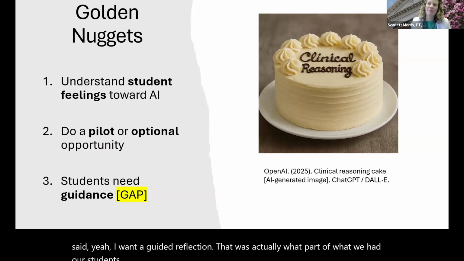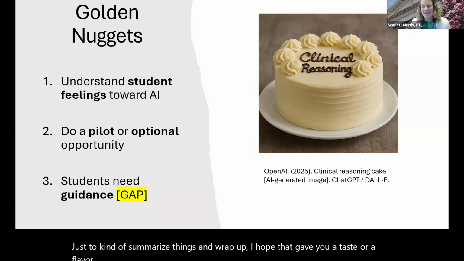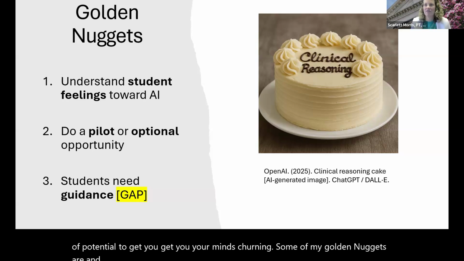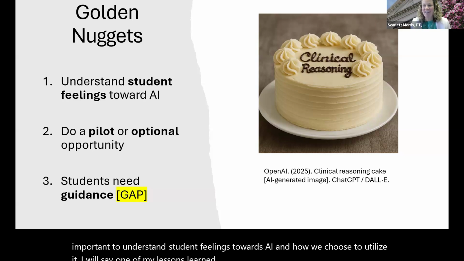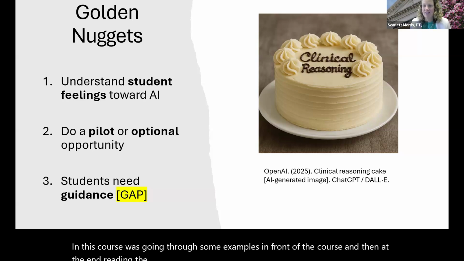So just to summarize things and wrap up, I hope that gave you a taste or a flavor for what is possible. I think some low-hanging fruit and then some potential to get your minds churning. Some of my golden nuggets are things that I didn't really have time to go into, but I think it's super important to understand student feelings towards AI and how we choose to utilize it. I will say one of my lessons learned from last year in this course was going through some examples in front of the course, and then at the end reading the course evals and students saying they hate that idea.